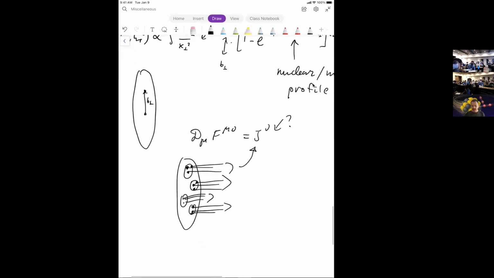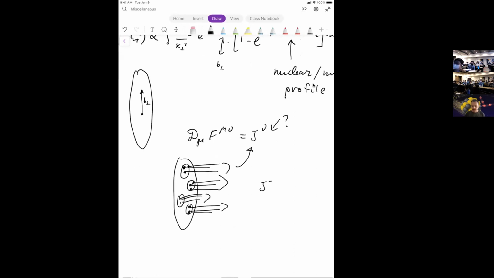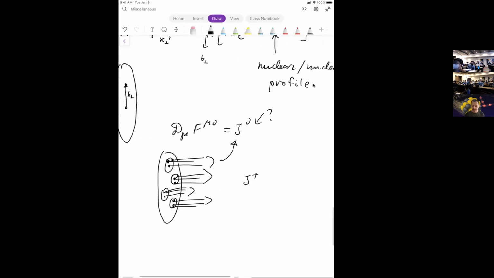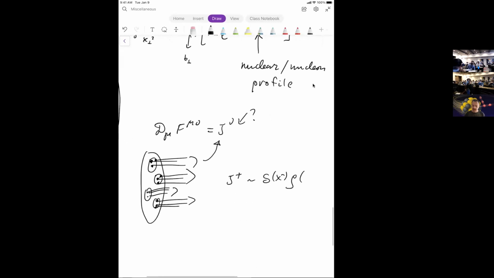Or sometimes people just say you have the plus current component, which is dominant, which is proportional to a delta function or almost delta function of X minus, and then you have something called the color charge density rho, which varies with the transverse position in the nucleus. So instead of having a discrete bunch of valence quarks, you just write some continuous function rho, but then when you calculate your TMD, again, you have to average over rho.